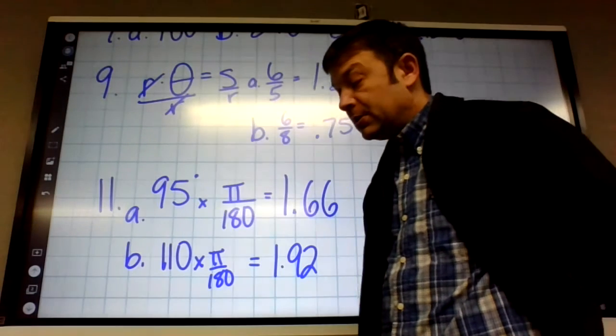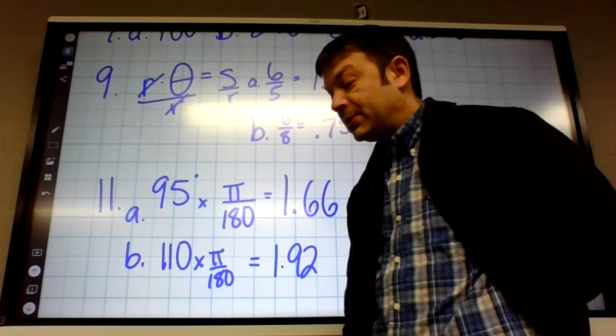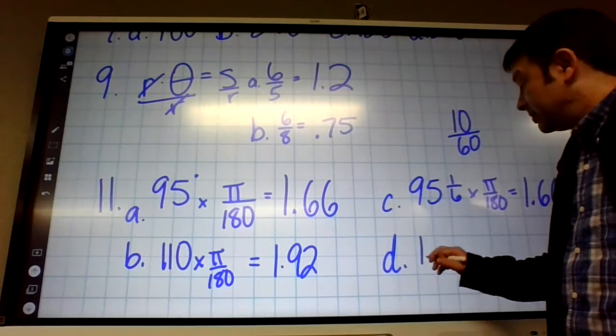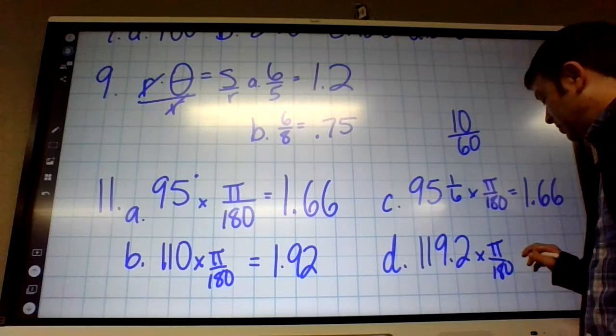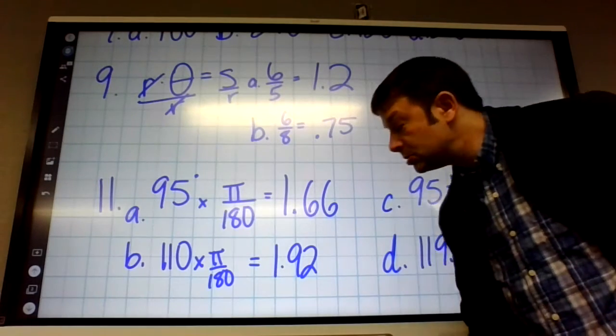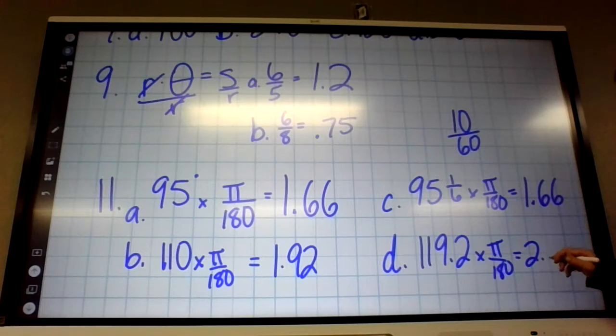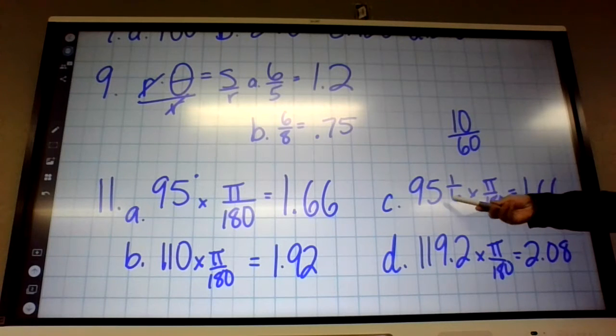So D is much easier, it just gives a normal decimal. So it's 119.2 times pi over 180, equals... Sometimes you can write radians with the pi, and sometimes you can just turn it into a decimal. Pi is about 3.14, so 1.66 is about half pi. It's pretty close to 90 degrees.